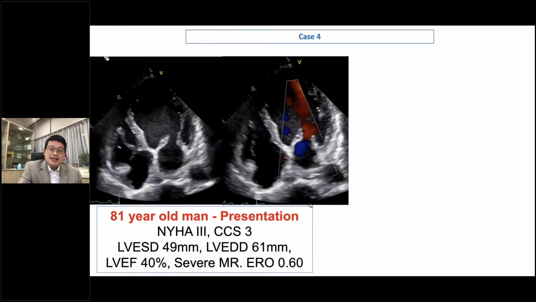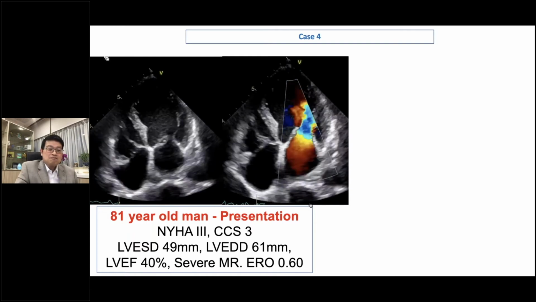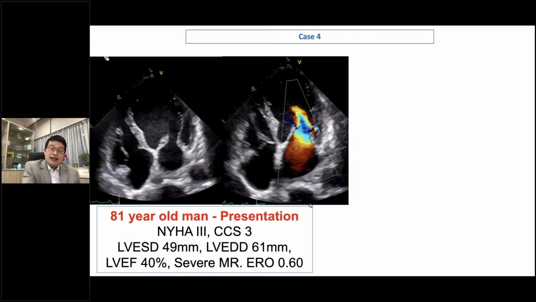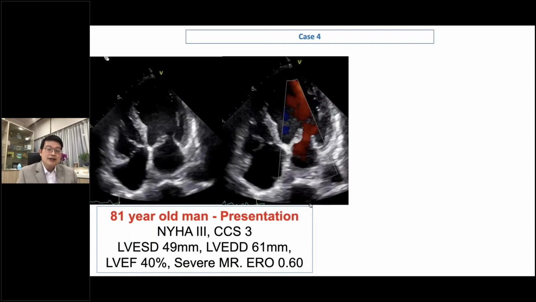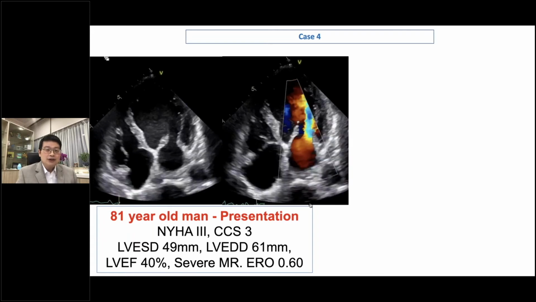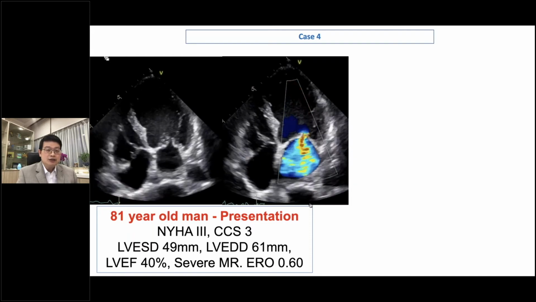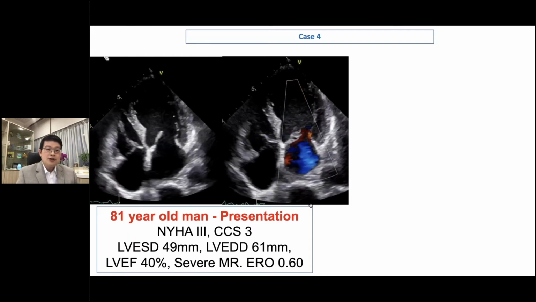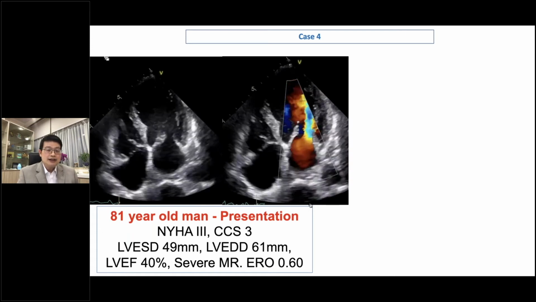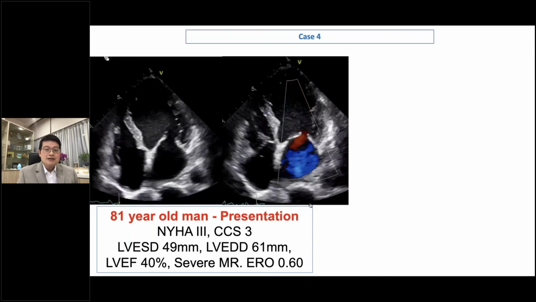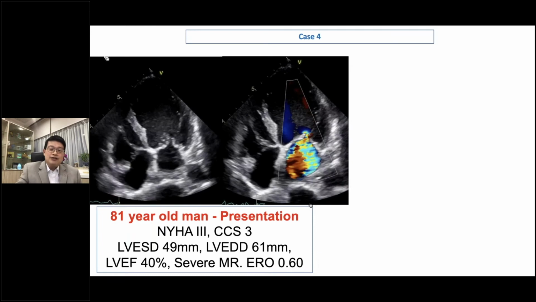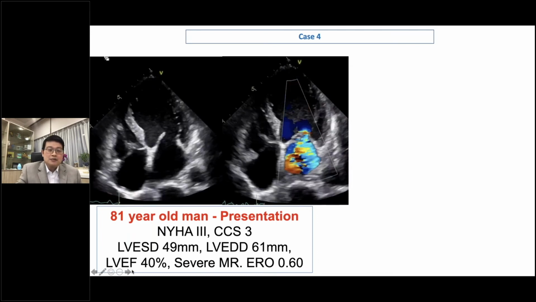So this is another case, case number 4. This is an 81-year-old man, previously a very fit 81-year-old. He was doing his gardening and very active, and then he suddenly became short of breath over a few weeks. He was then short of breath on mild exertion, and he had chest pain on mild exertion. His left ventricle had dilated, not as much as the previous case, but it was dilated. EF was down to 40%. And his mitral regurgitation was severe, a lot worse than the previous case, with an ERO of 0.6.